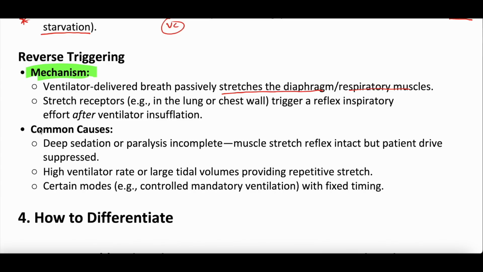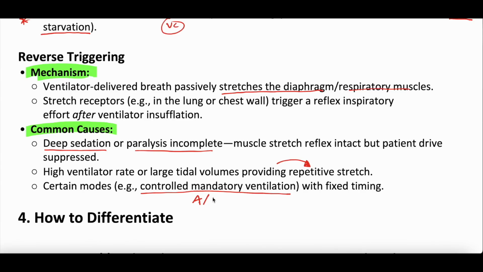And the common causes here are way different than double triggering. So reverse triggering causes can actually be from deep sedation or incomplete paralysis. Whereas, as we said, double triggering was because the patient actually has too much respiratory drive. In reverse triggering, the sedation actually might be too deep. High ventilator rates and large tidal volumes can create more diaphragmatic stretch and lead to reverse triggering at times. And then we don't use things like controlled mandatory ventilation very often.